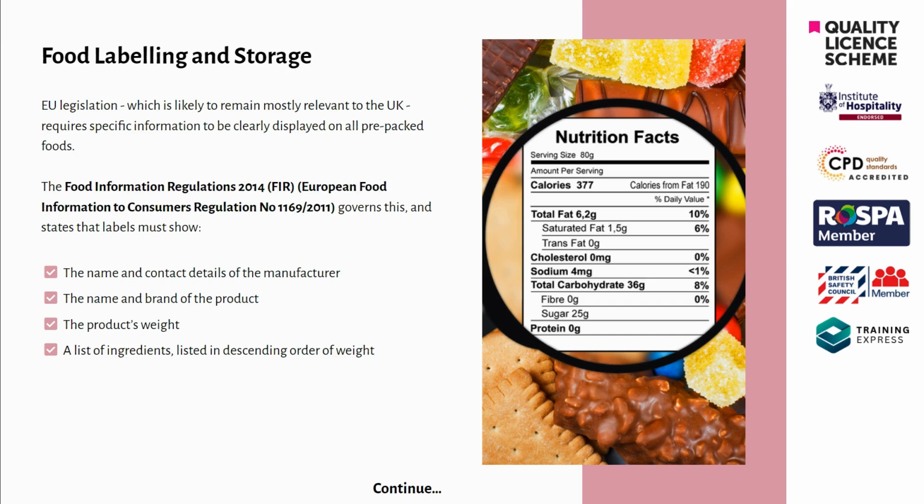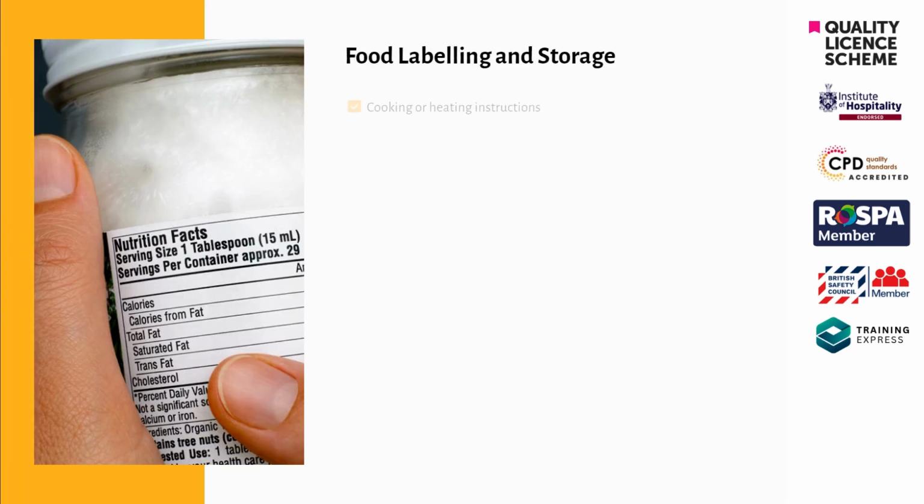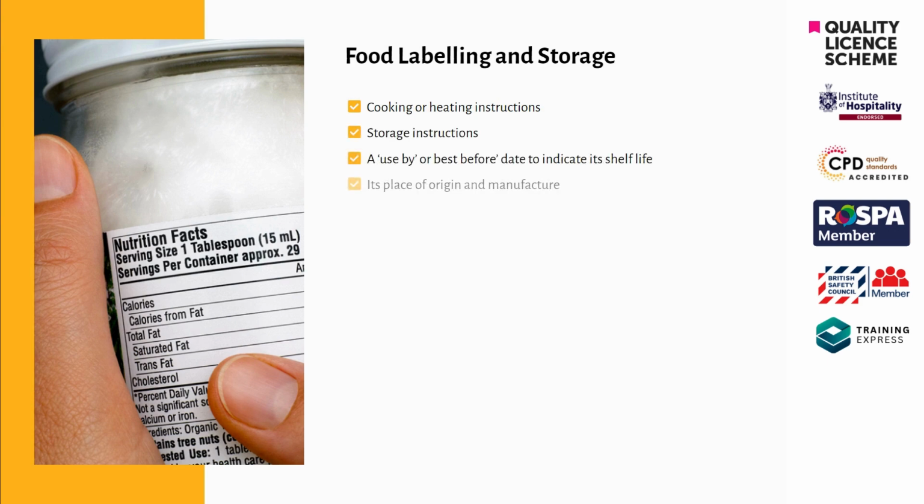brand of the product, the product's weight, a list of ingredients listed in descending order of weight, cooking or heating instructions, storage instructions, a use by or best before date to indicate its shelf life, its place of origin and manufacture, nutritional information, and the presence of any allergens.